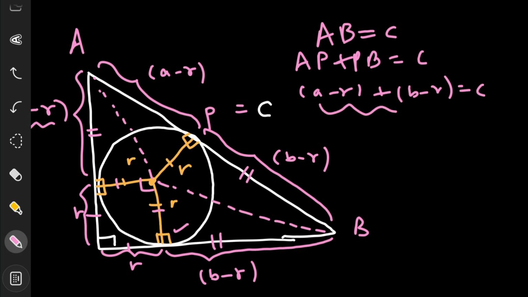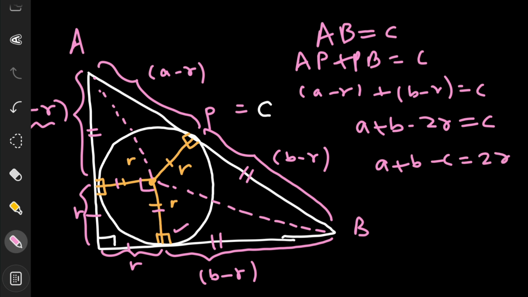Now we need to simplify this equation in order to isolate r. First of all, on the left hand side we will have a plus b minus 2r equals c. I will subtract c on both sides and add 2r on both sides. So on the left hand side I will have a plus b minus c, and this is equal to 2r, and at the end we will get the value of r as equal to (a plus b minus c) divided by 2.